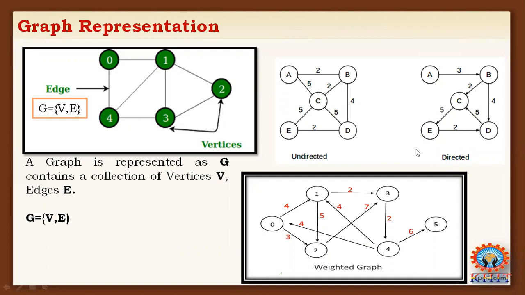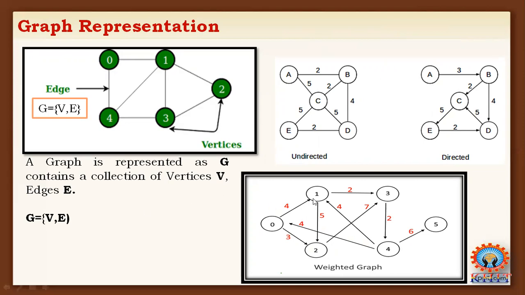But if you consider this directed graph, you can move from A to B only. There is no provision for moving from B to A. Why? Because here the direction clearly indicates from vertex A to vertex B only, and there is no provision from vertex B to vertex A. So that clearly indicates the difference between undirected and directed. So directed graph is considered from a source and destination point of view. Whenever you are planning to construct a tree, a minimum cost spanning tree, you can use directed graph.